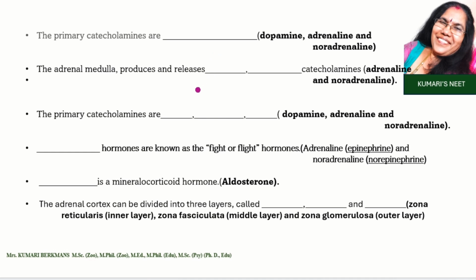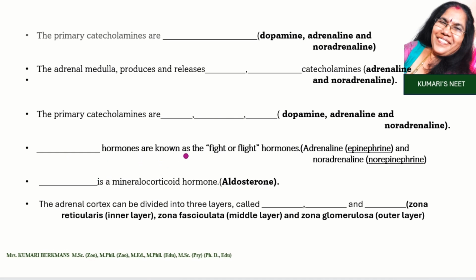Okay, coming to the next one, the adrenal medulla produces and releases dash catecholamines, dash and dash. Only 2 answered. It is adrenaline and noradrenaline. Come to the next question. The primary catecholamines are dash, dash, and dash. It is dopamine, adrenaline, and noradrenaline.